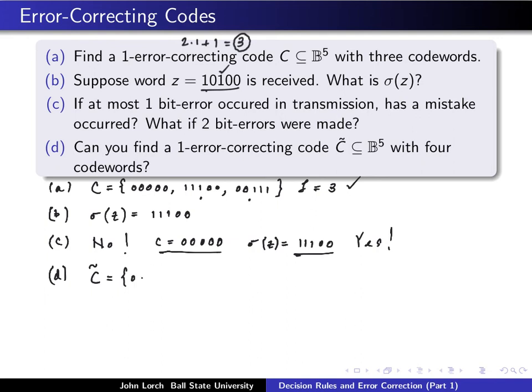So if we start with our given code, that might be a good place to begin. Can we add any more code words? And if you think about it a little bit, we can add that code word. One of the games that we'll be wanting to play is not only producing error correcting codes like this, but making them as big as possible so that we can accommodate larger alphabets.